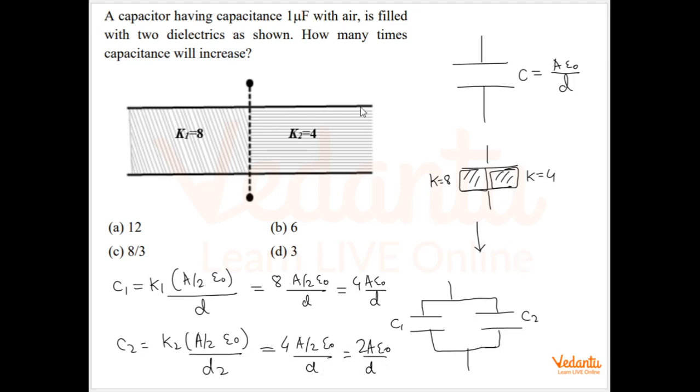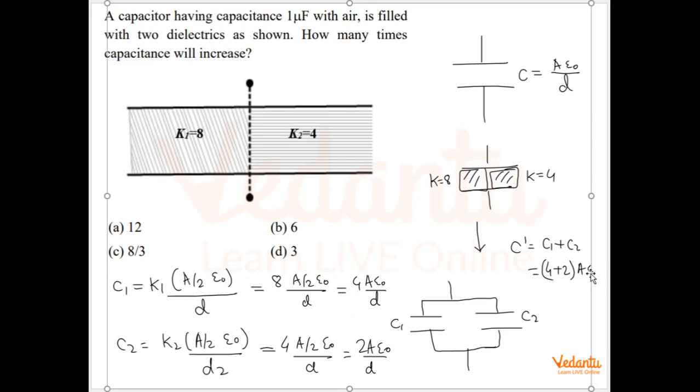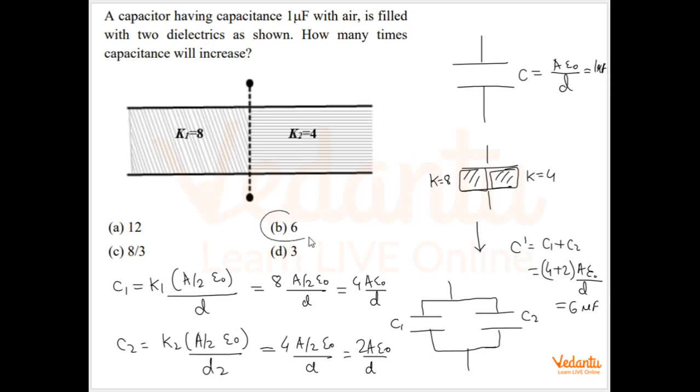The equivalent capacitance beta in this case, C dash, will be C1 plus C2. That will be 4 plus 2, A epsilon naught by D. That will be, my dear bachcha log, 6 microfarads, because A epsilon naught by D is 1 microfarad. So as you can see, the capacitance becomes 6 times.